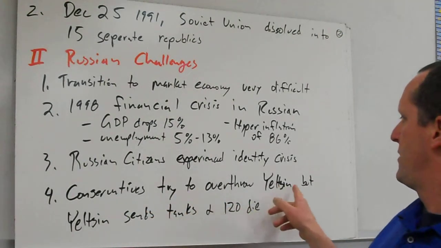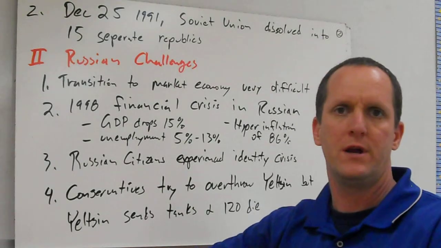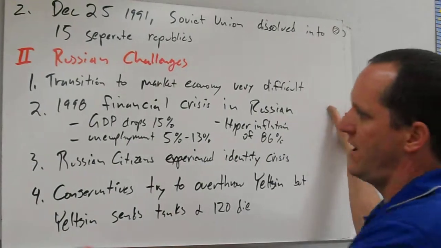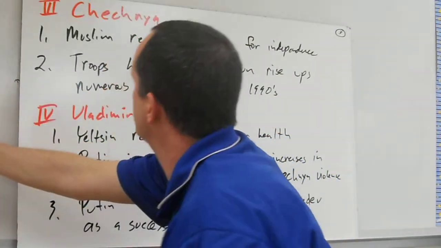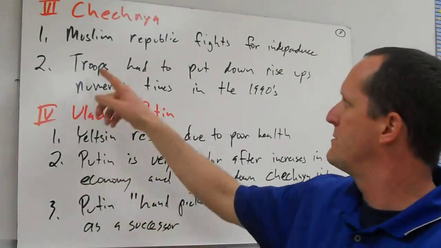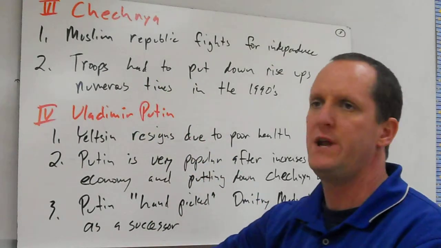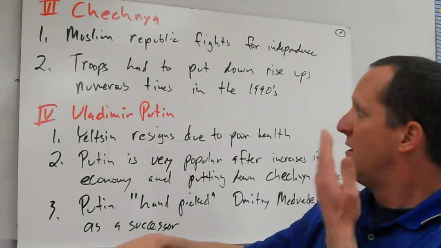Conservatives tried to overthrow Yeltsin, but Yeltsin sent in the tanks and at least 120 died. So this was a time that was still very tumultuous, and there were still coups trying to take place. Now, down in Chechnya, there was a Muslim republic that fought for independence. Troops had to put down numerous uprisings during the 1990s.